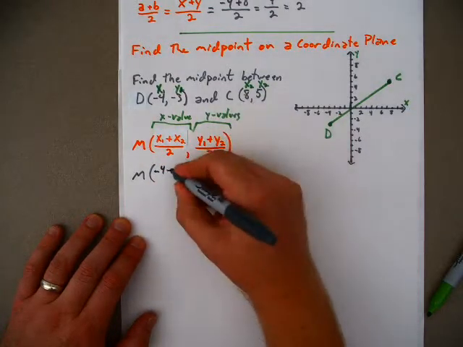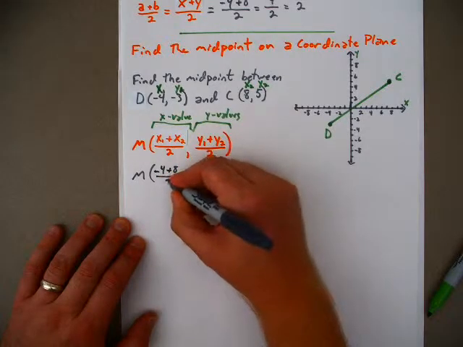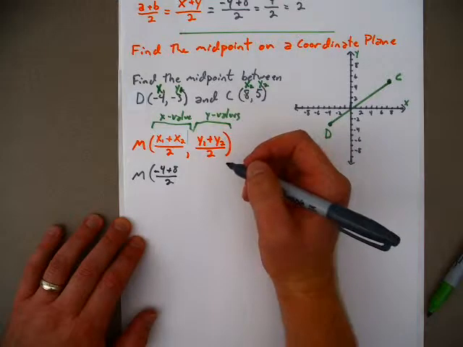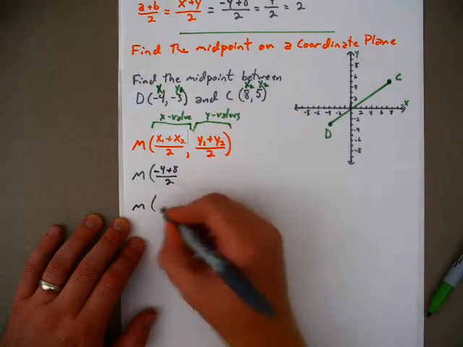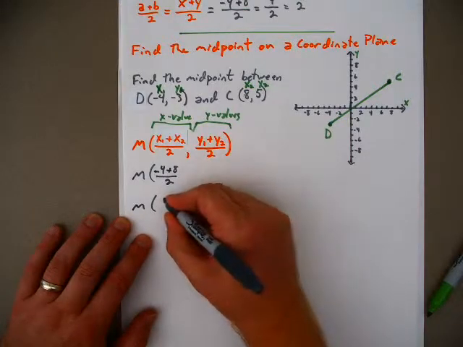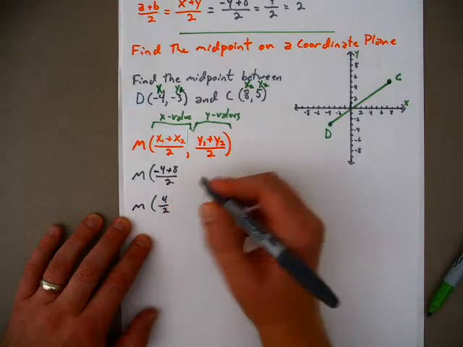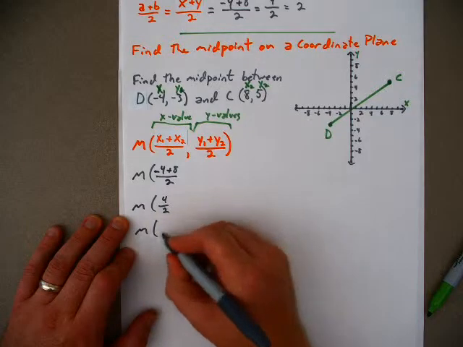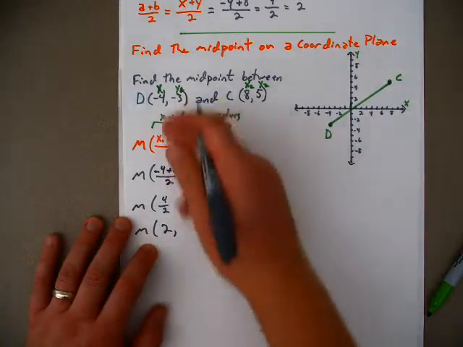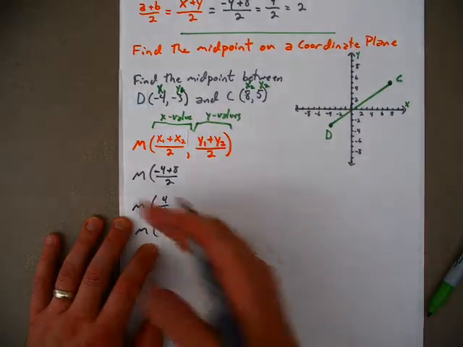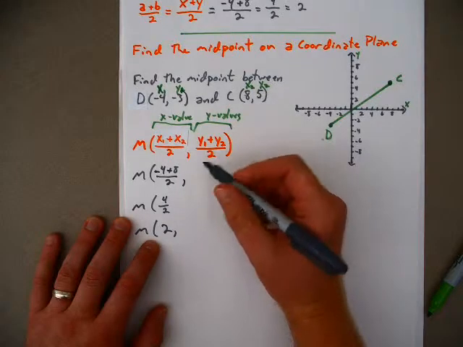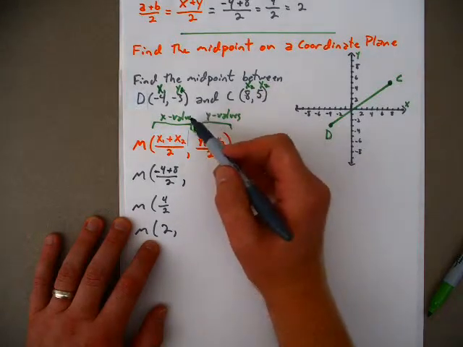plus 8. We're going to divide that by 2. I'm going to finish doing our x values. -4 plus 8 is 4, and 4 divided by 2 is 2. So I just did the x values. You don't have to do it in that way. You can do it all across. That's fine. So let's find our second part of the ordered pair.